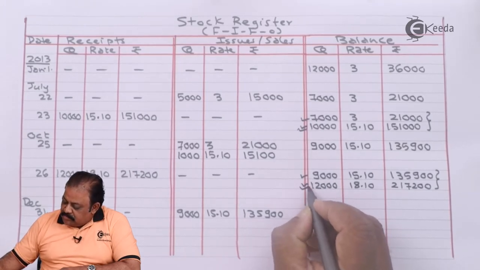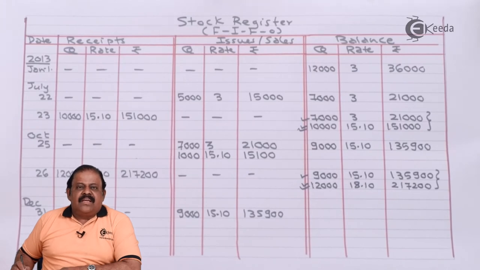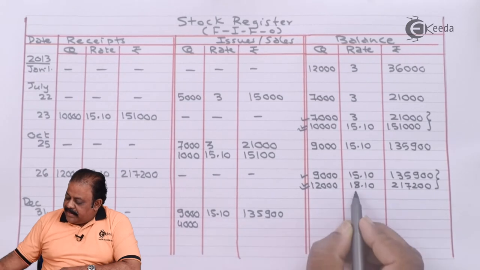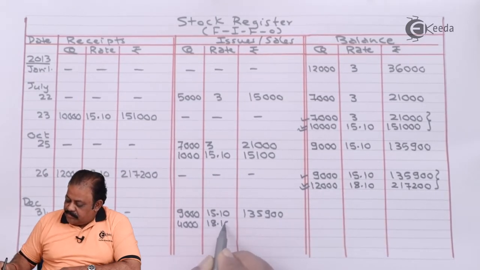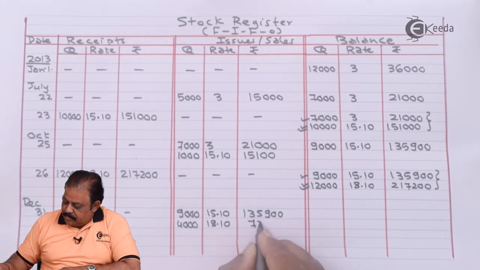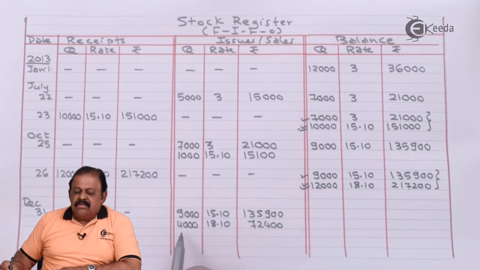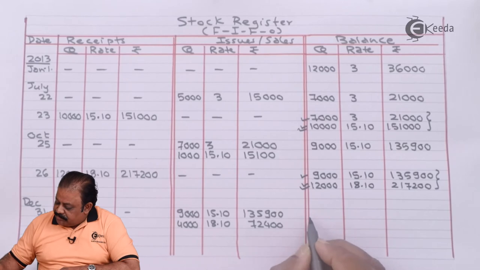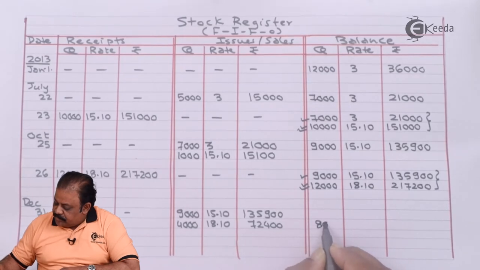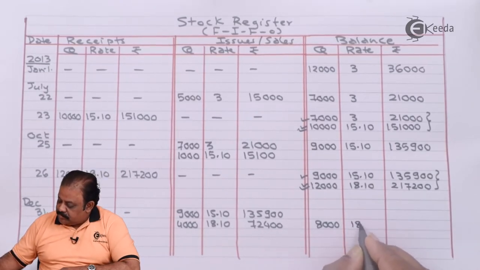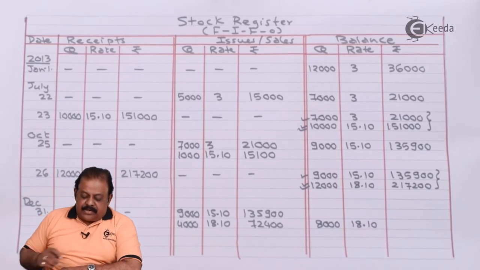Balance will take from these 12,000 units. 13,000 minus 9,000. So we'll require additional 4,000 units that will be taken from the second stock. Rate 18.10. It is 72,400. Now we'll be recording closing balance. Out of 12,000, 4,000 units are issued. So balance units are 8,000 units, value 18 rupees 10 paise per unit.